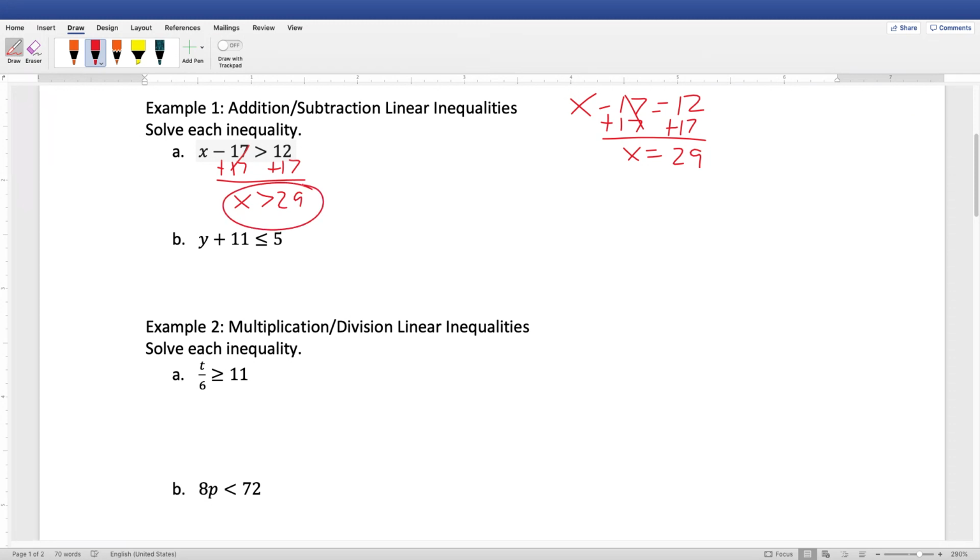Now our next example, y plus 11 is less than or equal to 5. To get rid of the 11, you have to subtract 11 from both sides. When you subtract 11 from both sides, your 11s will cancel on the left side, and you're left with y is less than or equal to negative 6. So that's with simple addition and subtraction.